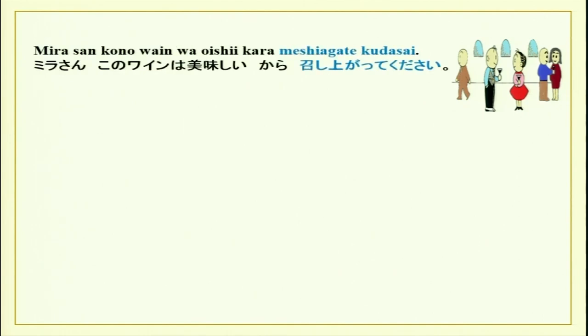Same picture over here. Now this is just for practice again, but with a polite verb. So, Mira-san, kono wine wa oishii kara meshiagatte kudasai. Meshiagaru is polite for taberu. So, for drinking, meshiagatte kudasai.